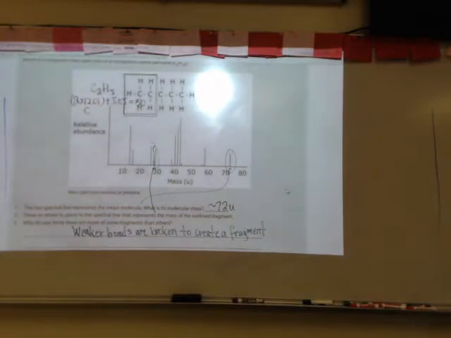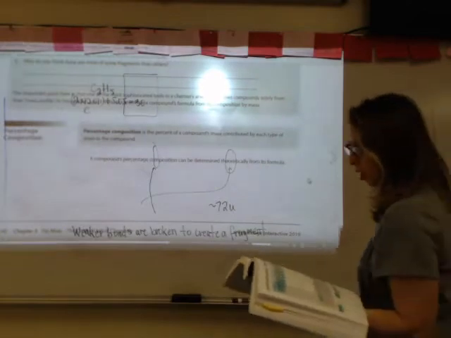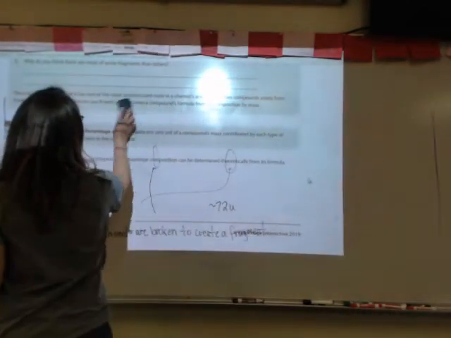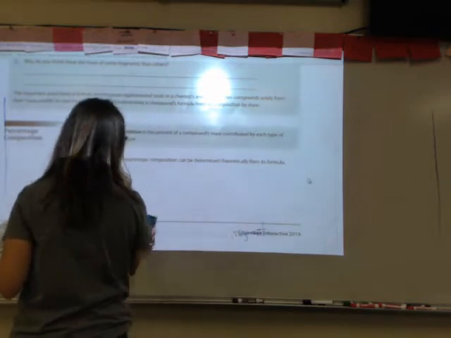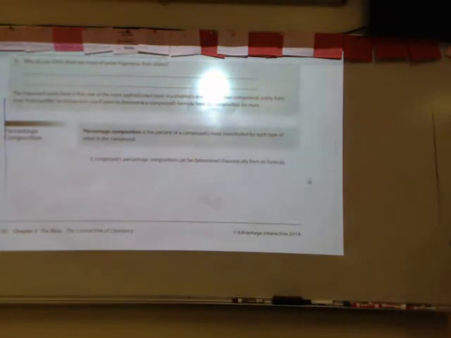And the important point here is that one of the most sophisticated tools in a chemist's arsenal identifies compounds solely from their mass profile. So in this section, you're going to learn how to determine a compound's formula from its composition by mass. So let's talk about percent composition. Percent composition is the percent of a compound's mass that is contributed by each type of atom in the compound. You can think of it as part over whole times 100.